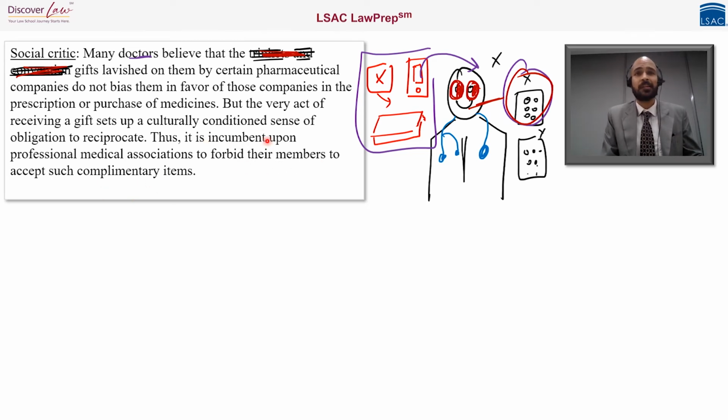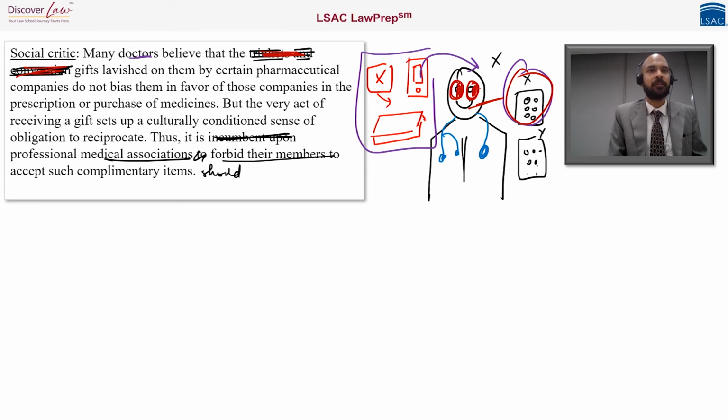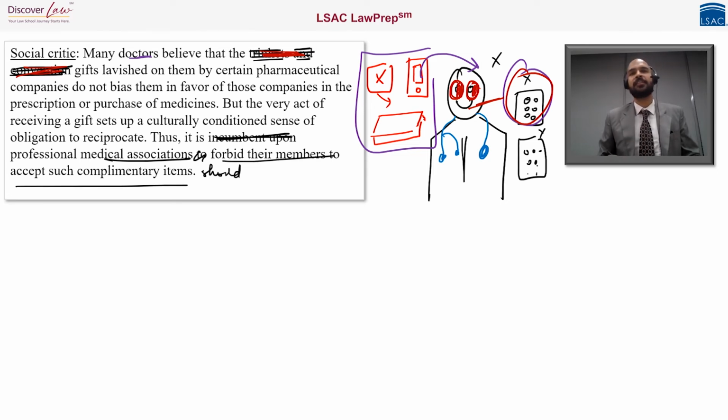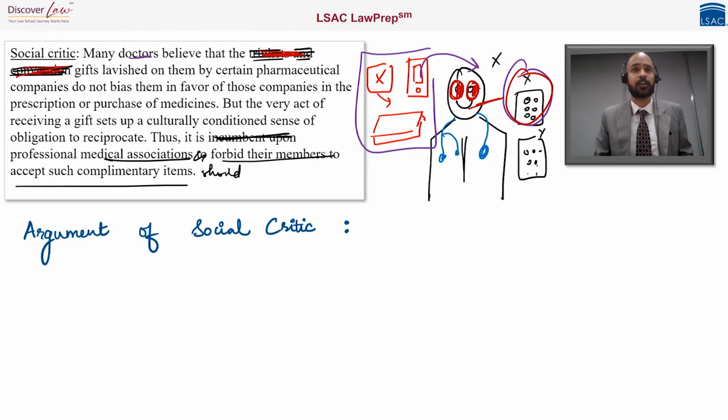Again, if you don't understand incumbent, make it simple. Let's look at the simplified version of this sentence. Thus, professional medical associations should forbid their members to accept such complementary items. Let us look at the argument now.